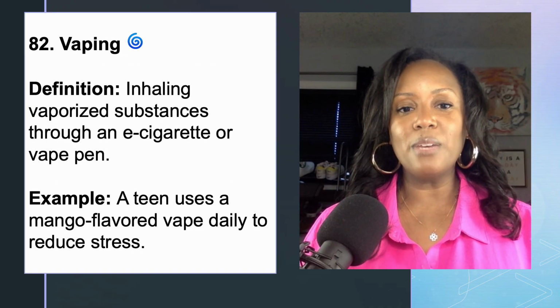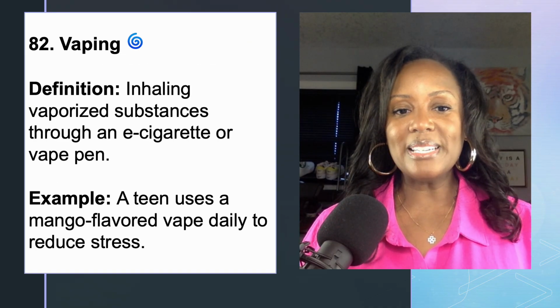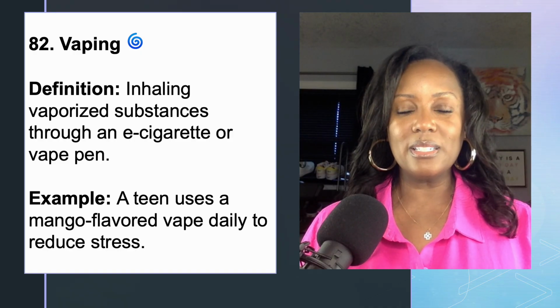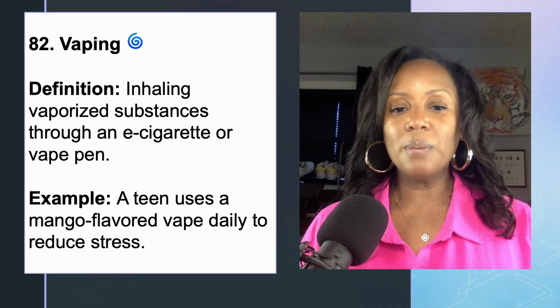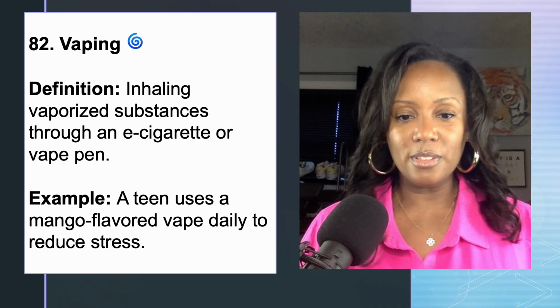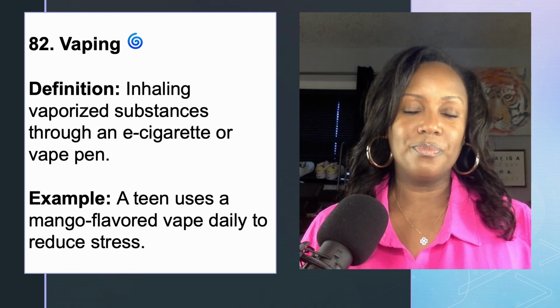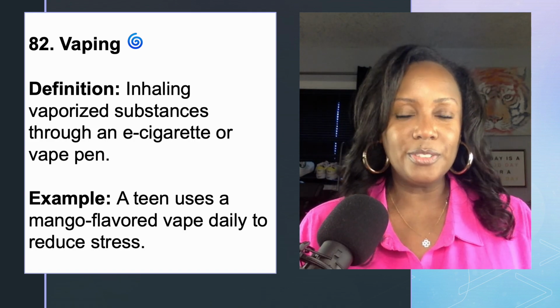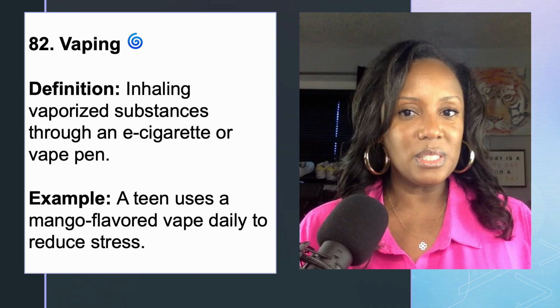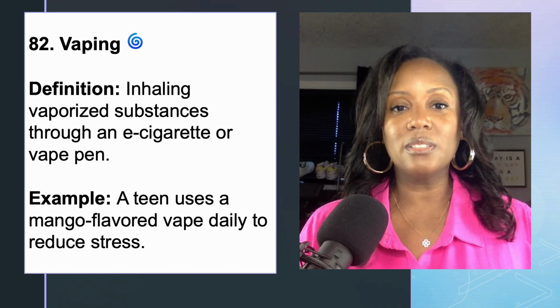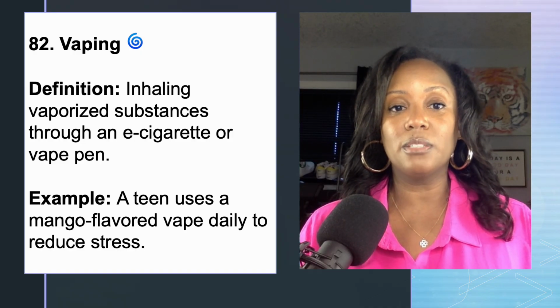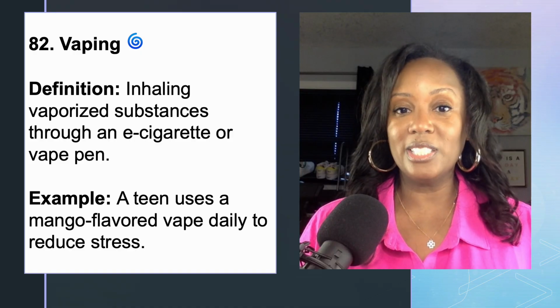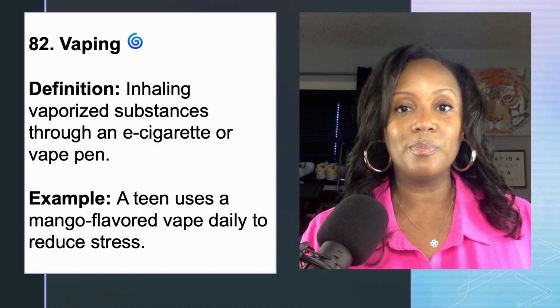Term 82 is vaping. Vaping is inhaling vaporized substances through an e-cigarette or vape pen. An example is a teen using mango-flavored vape daily to reduce stress. Vaping might seem less harmful than cigarettes and other substances, but it's still a delivery system for nicotine, THC, and other chemicals. And yes, vape addiction is real and can happen.